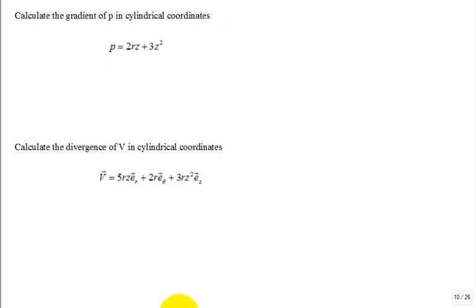Oh boy. Calculate the gradient of the pressure in cylindrical coordinates. Instead of x, y, z for Cartesian, we have r, theta, z for cylindrical coordinates. Okay. Here's the pressure. There's r, there's z. Where's theta? Whew. No function of theta, which is a simple function, right? But what is the gradient of P?